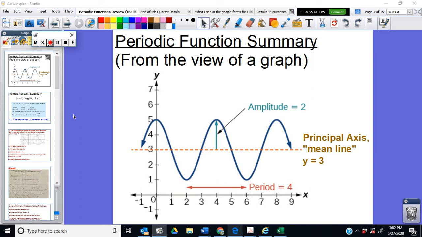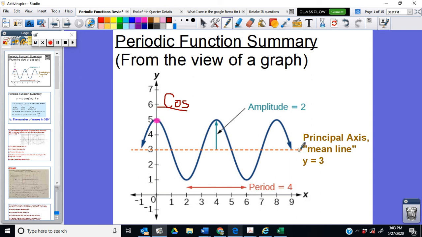Just to recap what Ms. Stang has presented in lessons, here is a graph of a periodic function. Think about where it cuts on the y-axis. Here at 5, and because it cuts the y-axis above the mean line, at that maximum, or if it was reflected, it would be the minimum point, that tells us that we have a cosine function. So this is a cosine wave.